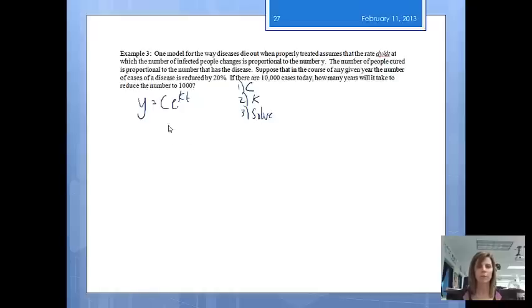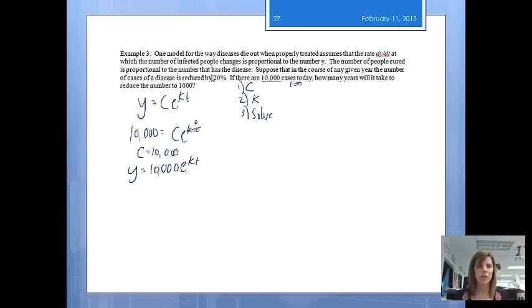Okay, so the first thing, we know that there are 10,000 cases today. So at time 0, there are 10,000 right now. So we're going to put 10,000 equals c e to the k times 0. e to the 0 is 1, so we know that c is 10,000. Okay, so we found c, so y equals 10,000 e to the kt. Next thing is to find k.